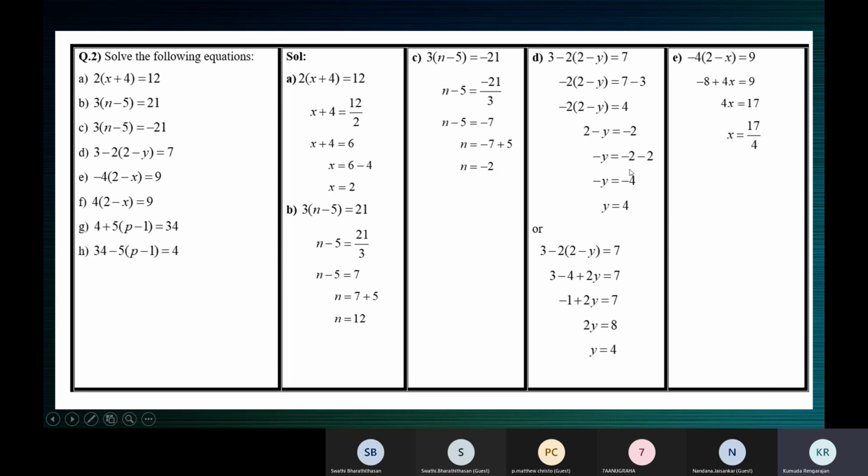Multiply the LHS by minus 1, the RHS by minus 1. So minus y into minus 1 is plus y. And minus 4 into minus 1 is plus 4.